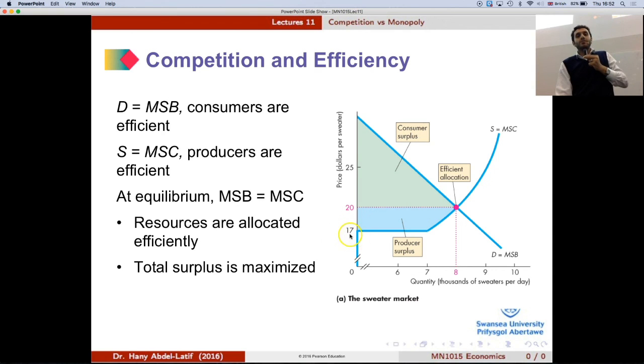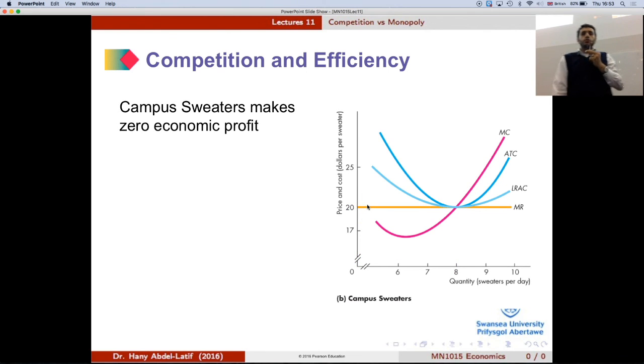For producers, they're not going to produce for any price less than 17. So they're happy to sell or to start producing at 17, but in the market they actually sell for 20. So the difference here is the producer surplus. And with competition, the sum of these two is the maximum, and I'll show you why when we look at a monopoly. Also we know that in the long run, in perfect competition, there will be zero economic profit. So this is the marginal revenue, and that's the marginal cost. So this is the profit maximizing output level, and at that point, here is the average total cost, and that's also the long run average cost.